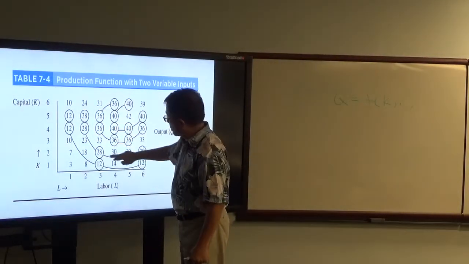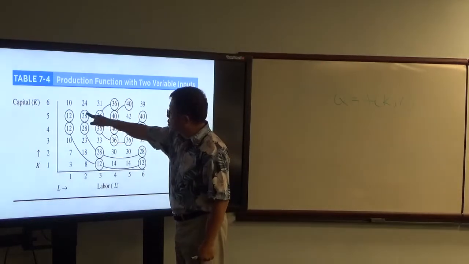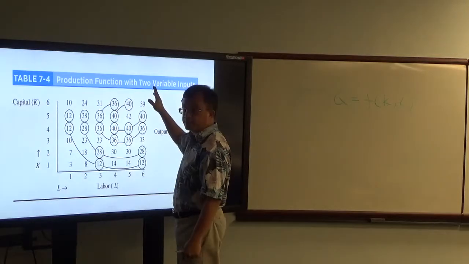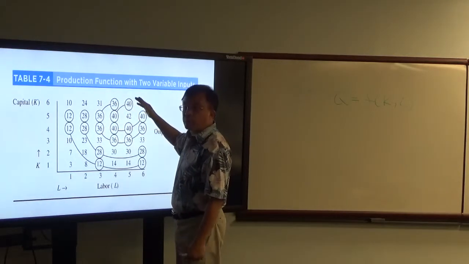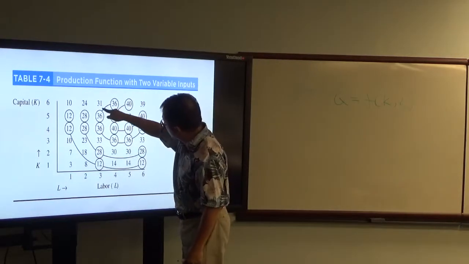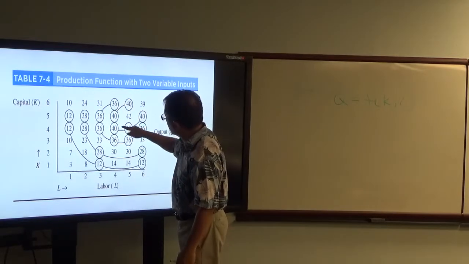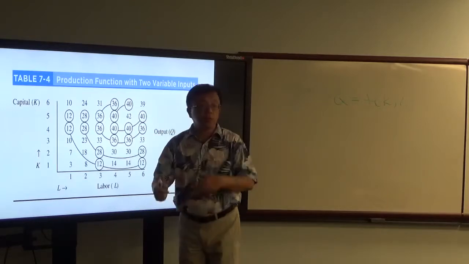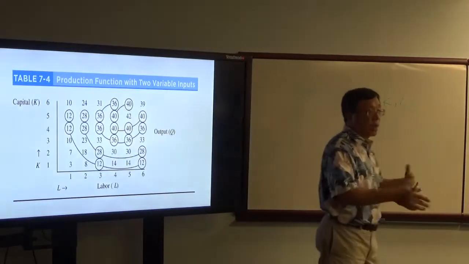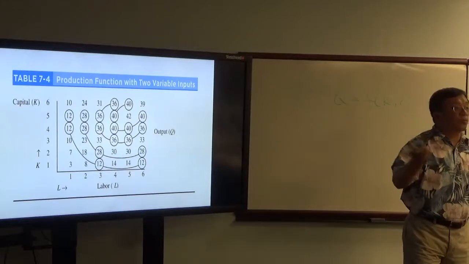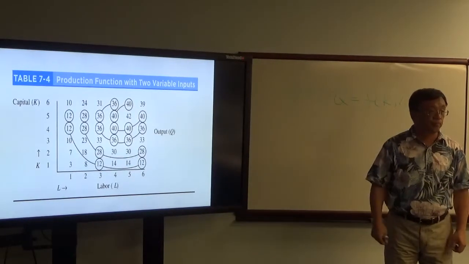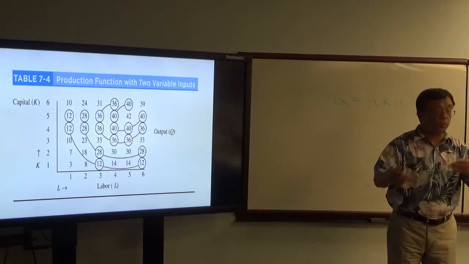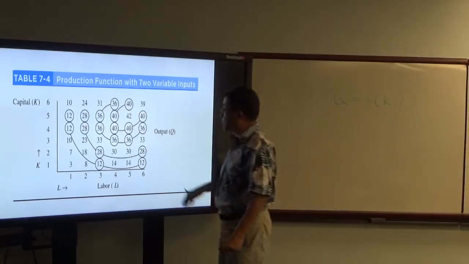But this is a different level. This is the 28 level. So if we move from left side to right side, what happens? The output level increases. But this curve shows what? Like this one, all 40. In other words, you can have different combinations of capital and labor to produce 40 units of output. A lot of capital or a lot of labor, or in between. So there are many choices.